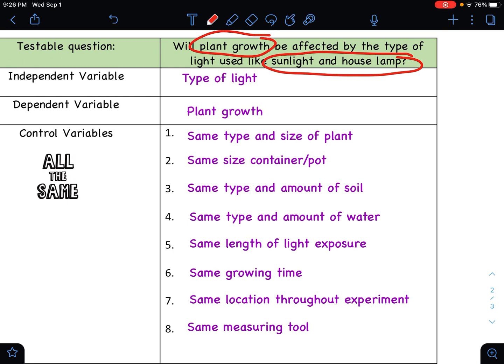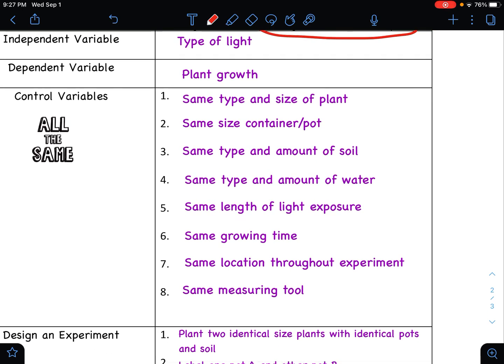All right, so we have to start out with the same type and the same size of plant. So we can't have one that's just in seed and then one that already has started to grow out of the soil. That's not fair. So we have to have the same type of plant and the same size of plant. We need to put it in the same size container or pot. We need to use the same type and amount of soil. We need to have the same type and amount of water. We're going to have the same length of light exposure.